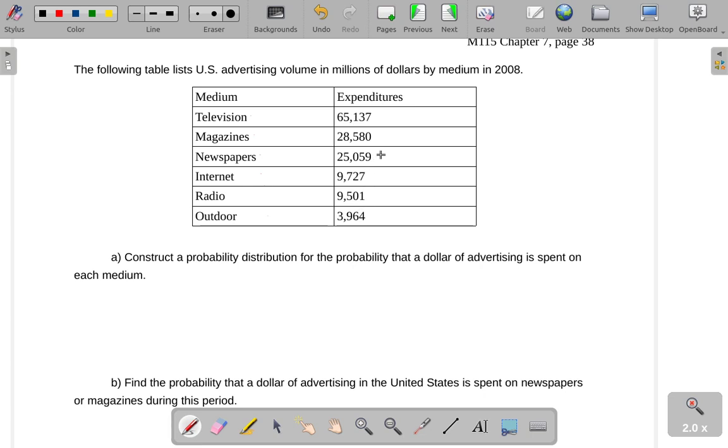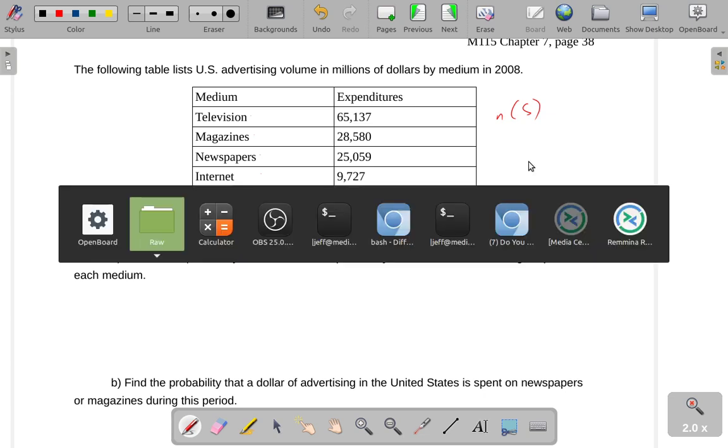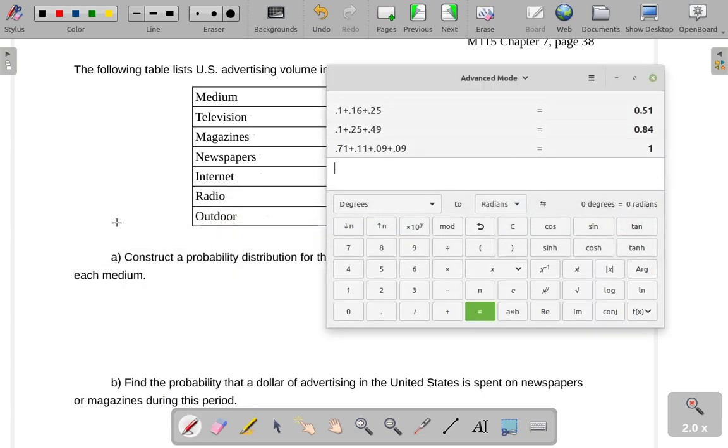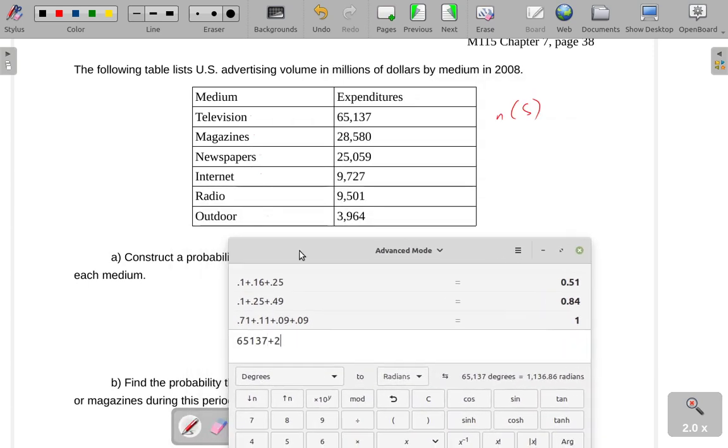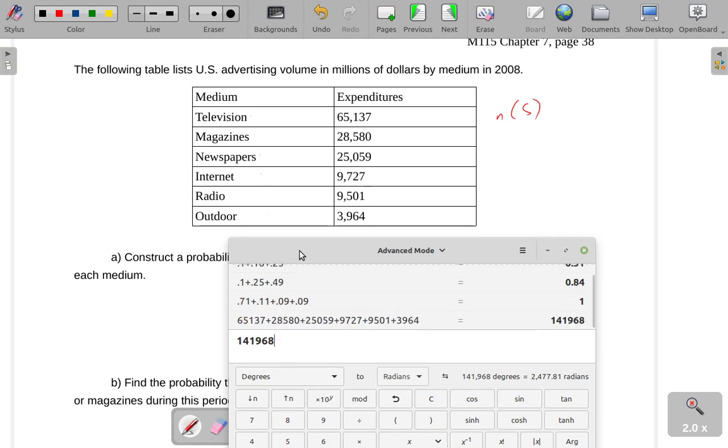So what I would want to do is ask, what is the size of my sample space here? To find the size of my sample space, I would need to add together all of these numbers. Let me scoot this over a little bit so I can see. I'll get 65137, 25059, 9727, 9501, and 3964. When I hit enter, I get 141,968.